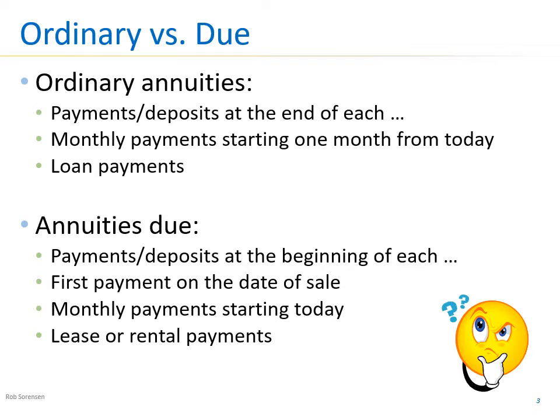The wording to look for, the difference now with annuities due, would be things like payments or deposits at the beginning of each month, or the first payment is due on the date of sale, or monthly payments beginning today, or even just the word lease, right? So if you see lease, we know automatically we've got an annuity due.